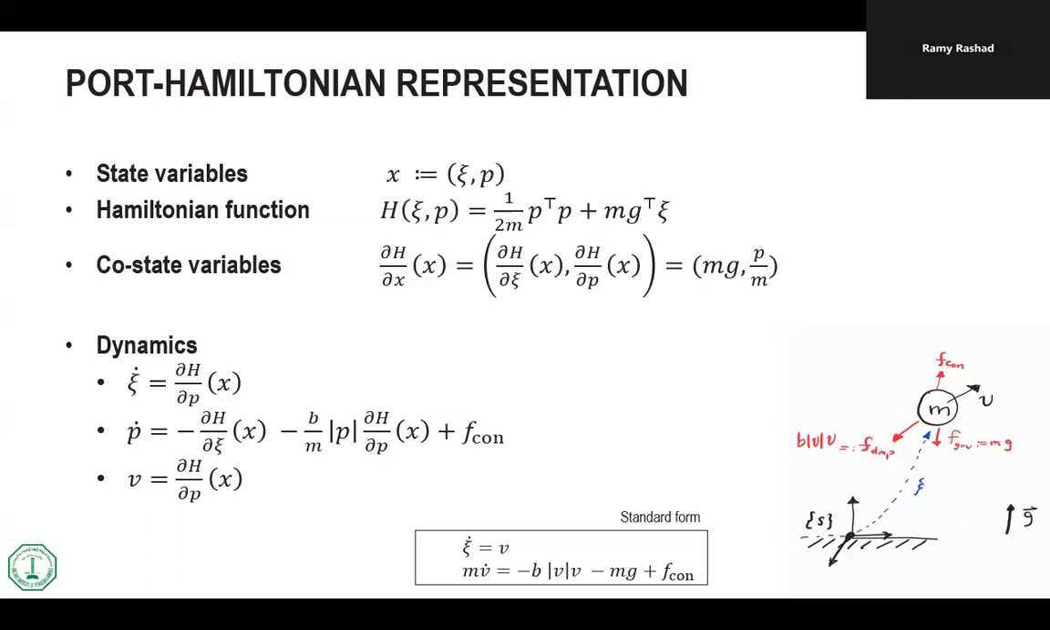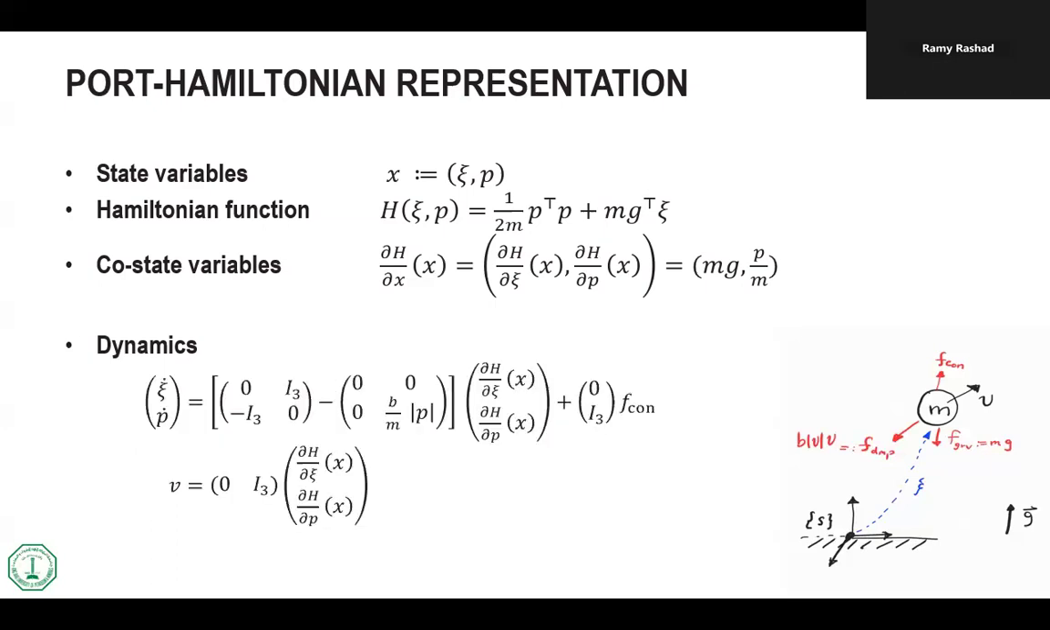If it's clear to you, you can always rewrite it into this form, just add zeros here and there to make it into a matrix form. And you clearly see this is the Port-Hamiltonian frame, the Port-Hamiltonian representation of the mass damper system.